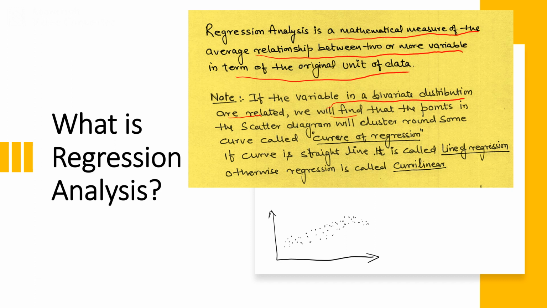So we will find that the points in the scatter diagram will be clustered around some curve, that is called curve of regression. And if the curve is a straight line, it is called line of regression. Otherwise regression is called curvilinear. So if we have a scatter diagram and if we fit a curve around the cluster of points, this is a curvilinear or a curve of regression.